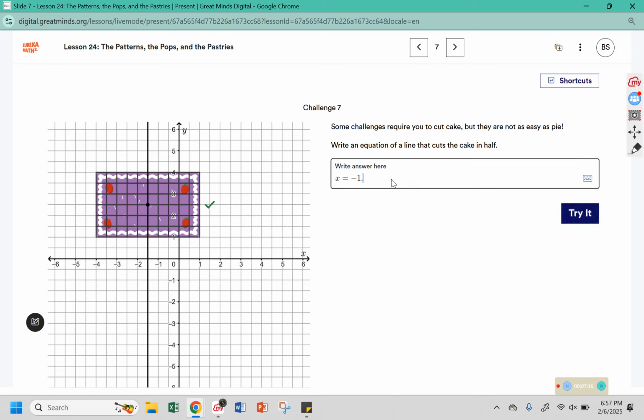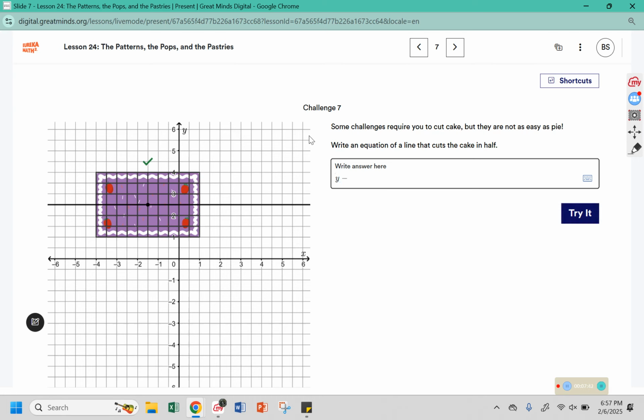You could also use a horizontal line. And if we wanted to go horizontally, the y value we would want is 2.5. So just a different way of thinking about it. You could also go diagonally through that point.